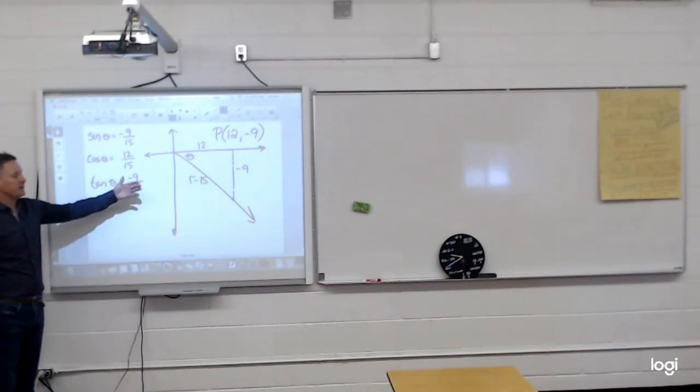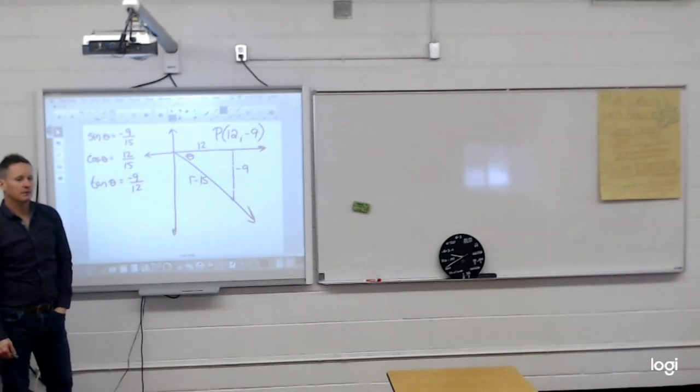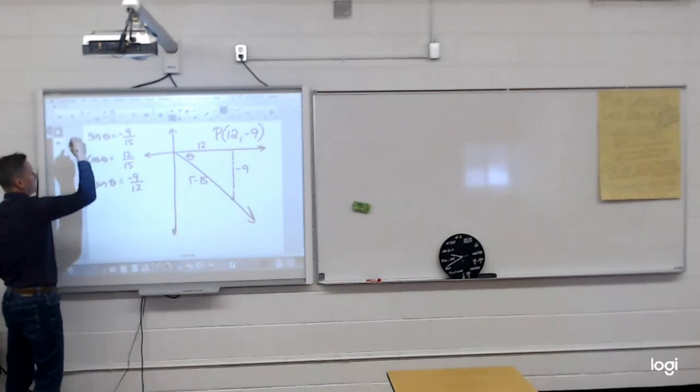So we've done this since grade 9. We've done right angle trigs since grade 9, right? Sine, cos, and tan. The only difference now is that we're using this Cartesian plane to do it. Okay? All right.